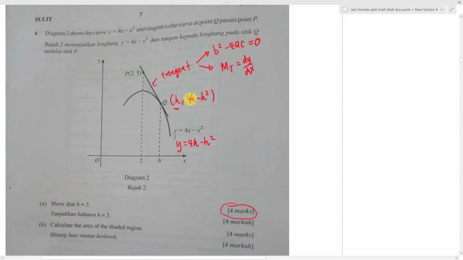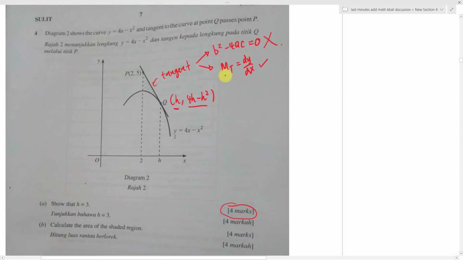This is like my x coordinate and my y coordinate. Alright, so nothing very special here. Okay, in this case I don't think we can use the first method, because the quadratic equation doesn't have any unknown here. So what I will do is, we know the gradient of tangent equals dy/dx when we sub the x value into it. So I'm going to use this method.